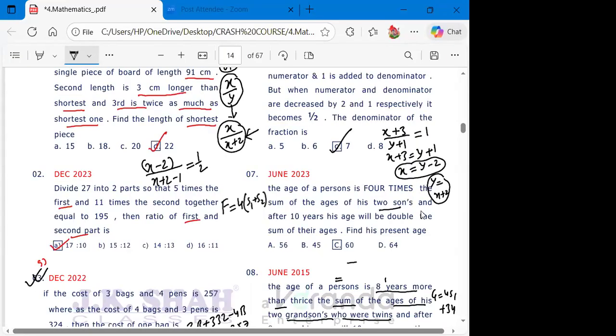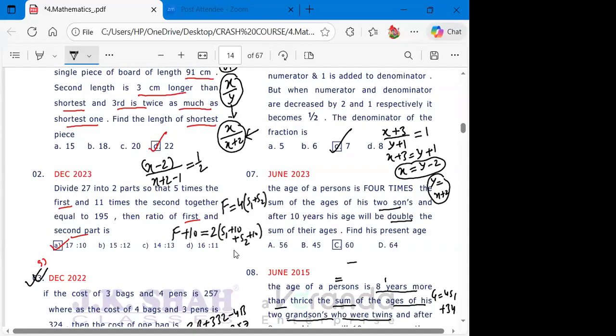Now, after 10 years, the father will become F plus 10, which is equal to, they are saying the age will be double, so it will be 2 times. The sons will be S1 plus 10 and the second will be S2 plus 10. How many of you understood this line?